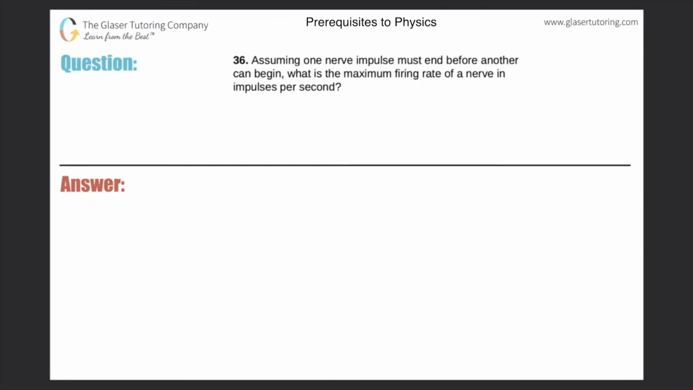Number 36. Assuming one nerve impulse must end before another can begin, what is the maximum firing rate of a nerve in impulses per second? Okay, in order to answer this question, we do need to make one assumption. We need to know how long one impulse lasts. You can look up an approximate value. It ranges because it depends on a bunch of conditions. But one impulse can last, or is equal to, 1 times 10 to the minus 3 seconds.